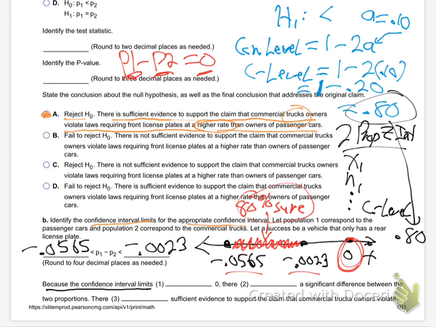They're not the same. Because the confidence interval limits do not contain 0, there is a significant difference between them, right? They don't contain 0. Their difference can't be 0. Well, at least we're 80% sure. We're more than 80% sure their difference is not 0. There is sufficient evidence to support the claim that they're different, right? There's strong evidence here because we're 80% confident the difference is negative. It's not 0. So the difference is not 0. They have a real difference.